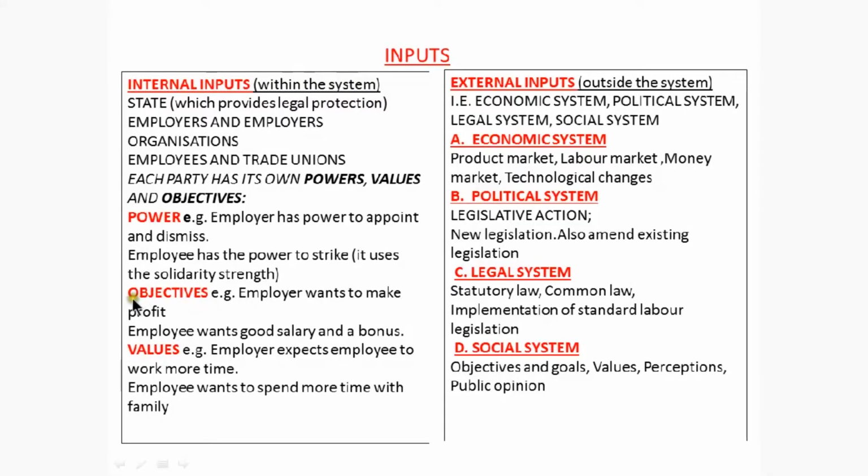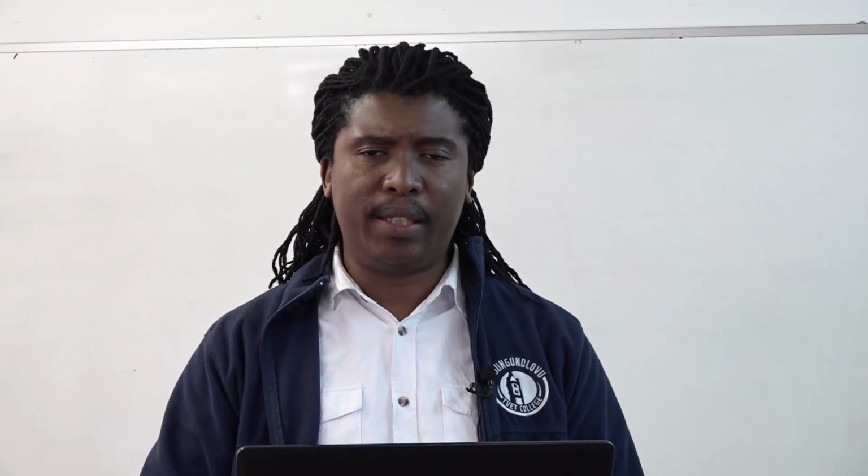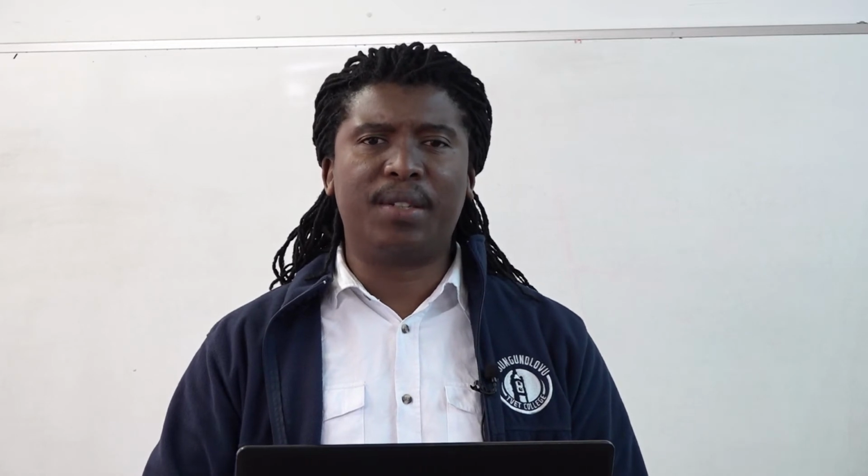Objectives: the employer wants to make profit all the time. The employer will only focus on the profit. On the other hand, the employee wants a good salary and bonuses. So you can see that the internal inputs contradict in nature. If you look in terms of the values, an example is the fact that the employer expects the employee to work more time. On the other hand, the employee wants to spend more time with the family. So if you look at this input, you will realize that it will have a feedback loop, a reflection on the labor relations system of any country.